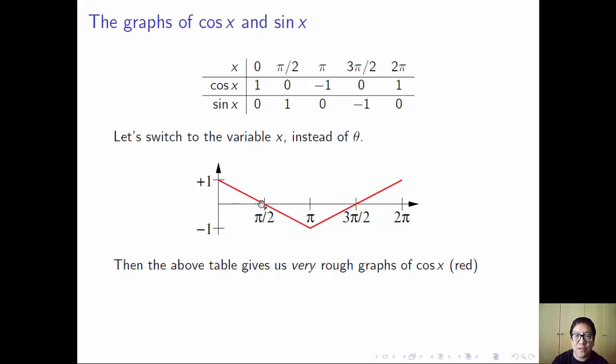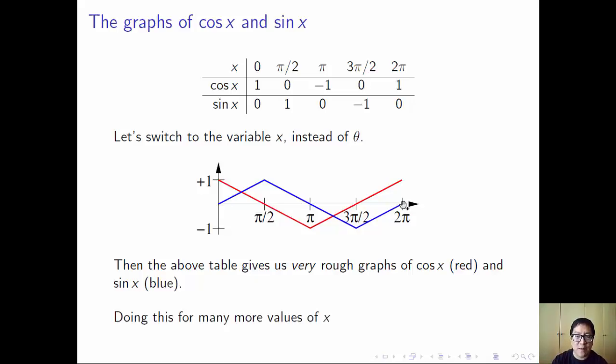Okay. Now, for sine, similarly, I'm going to graph for those same x values. I'm going to get a graph 0, 1, 0, -1, 0. And so that's what the graph of sine x looks like very roughly. Again, between 0 and 2 pi, it goes up and it comes back down and it goes back to 0. Great. Okay, so that gives us very rough graphs of cosine and sine.